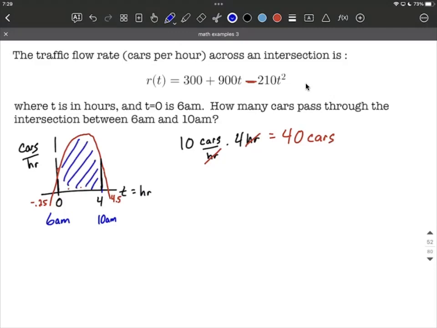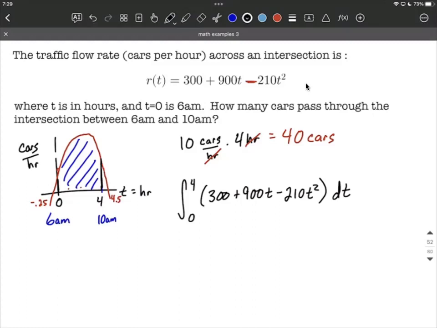All right, well, that's where integrals come into play. This is actually not that difficult: we find the area between the curve and the t-axis by using an integral. Now our bounds are going to be from 0 to 4. Our function is going to be that r of t, which is 300 plus 900t minus 210t squared. Now our variable is t, so we're going to use a dt at the end.